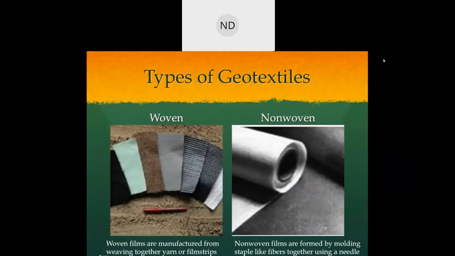Woven geotextiles are formed from a combination of monofilament, multifilament, and silk films or yarns. These films are manufactured by weaving together the various types of yarns or film strips. Woven geotextiles are manufactured in different materials based on the project and the specific pore size opening required.